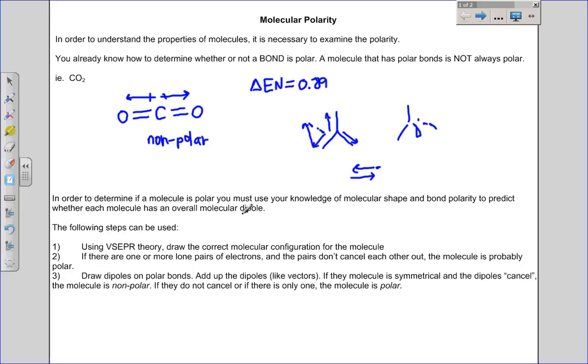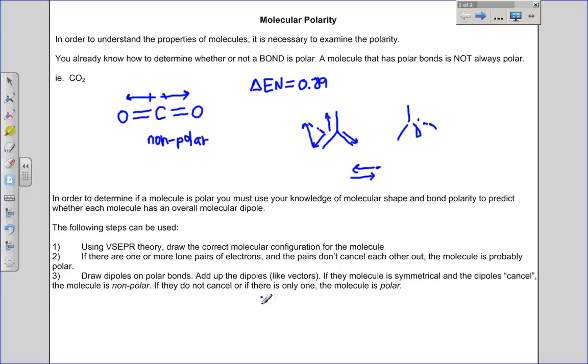So if you want to decide the polarity of a molecule, you need to start by drawing the correct molecule using the VSEPR theory. Then you're going to look for lone pairs. If there are lone pairs on the central atom, that's usually going to end up with a molecule that is polar. Let's look at an example.